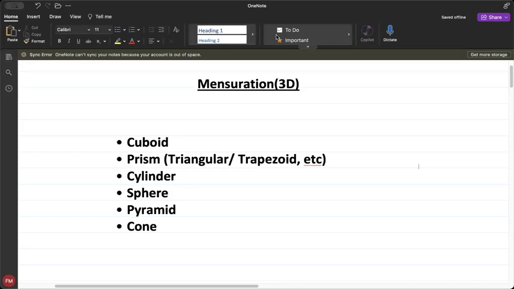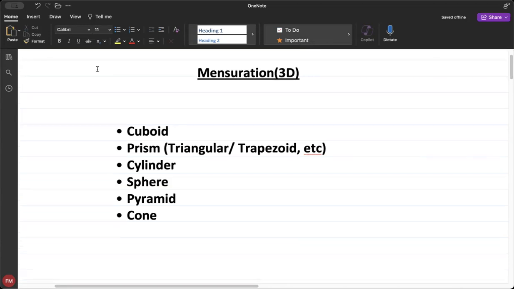All right, so welcome back, guys. Now we're going to focus on mensuration that is based on 3D shapes. When I talk about 3D shapes, you should understand what kind of shapes are included in your exam. So the very first one is known as cuboid.